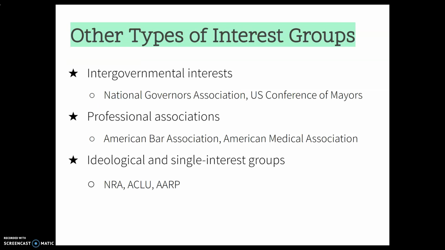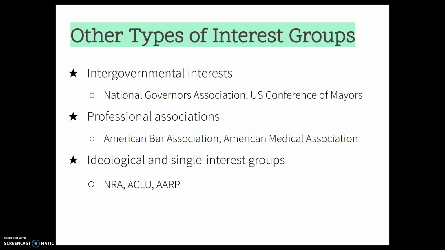And then just some other smaller types of interest groups. We have what are called intergovernmental interests. So these are bringing members of different government levels together, like the National Governors Association, the U.S. Conference of Mayors. States, through these interests, try to lobby to get grants and get that federal money that we've talked about. We have professional associations that band and lobby together, like the American Bar Association for lawyers, American Medical Association for doctors. And then we have what are called ideological or single issue groups.